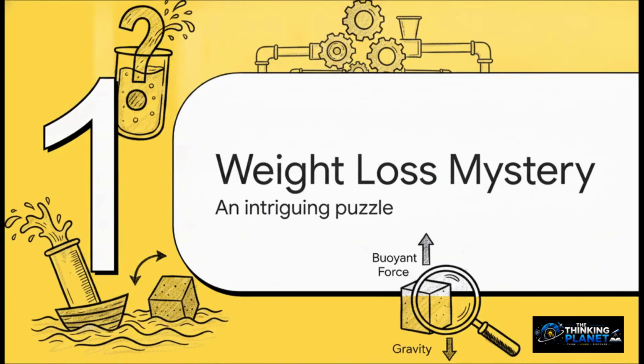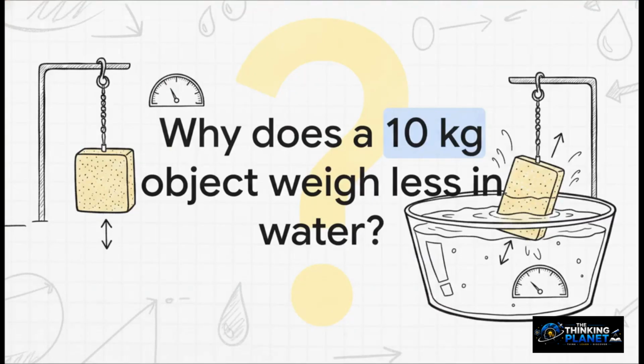Section 1, the weight loss mystery. Let's dive right in with a really fun physical puzzle. Okay, picture this. Imagine you've got a heavy object suspended in the air by a spring balance. You look at the scale and it clearly reads 10 kilograms. Now, just to keep things super simple for our calculations today, we're going to use kilograms as our unit of force. So you've got a 10 kilogram force pulling straight down.